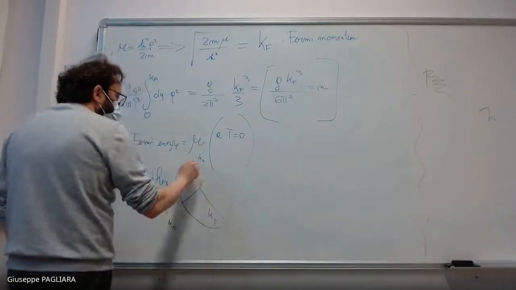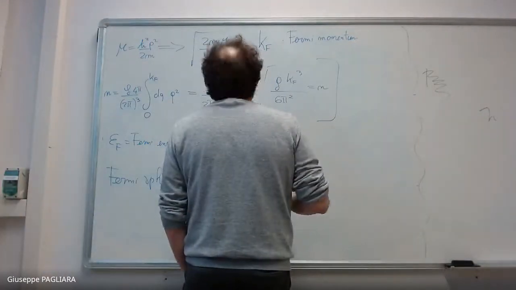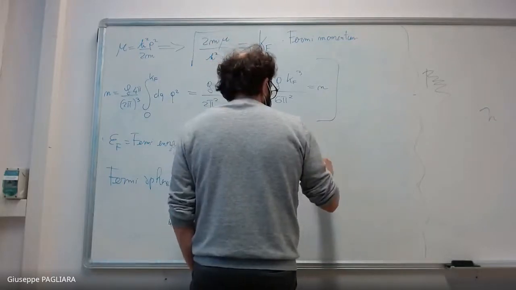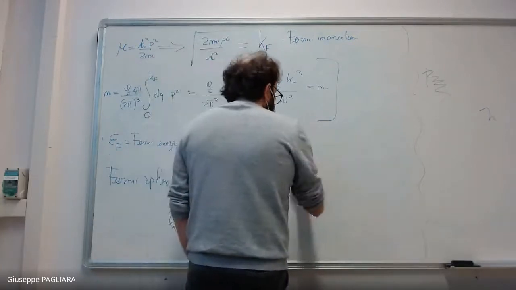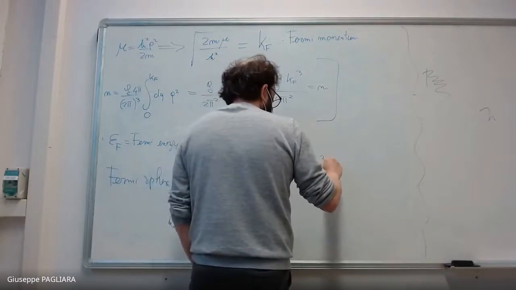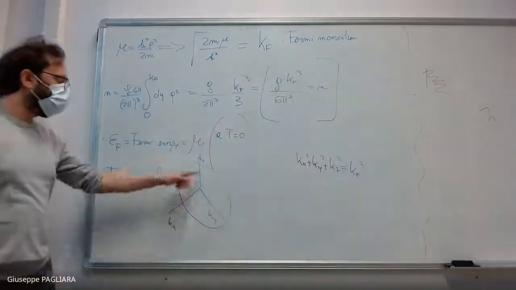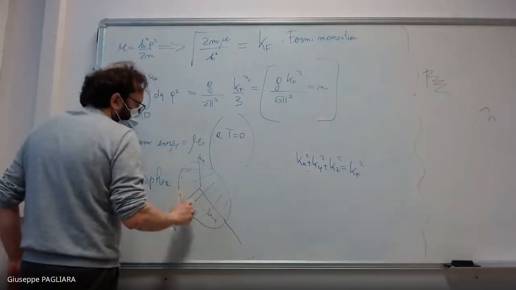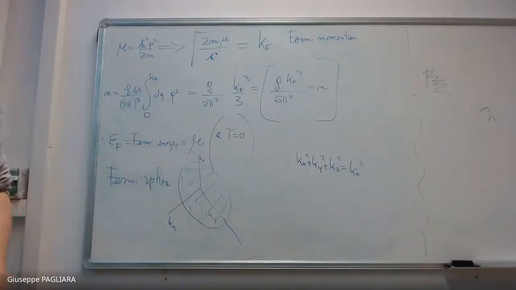The Fermi sphere is the one for which k is equal to kf, or if you want, kx squared plus ky squared plus kz squared defines the Fermi sphere. All the levels inside are occupied, whereas outside the Fermi sphere, there is no occupation of the states.